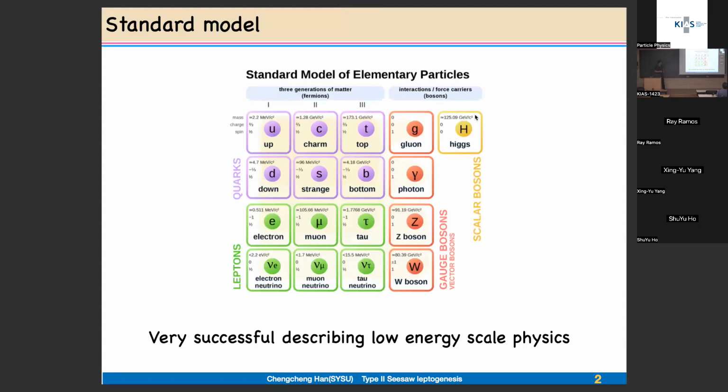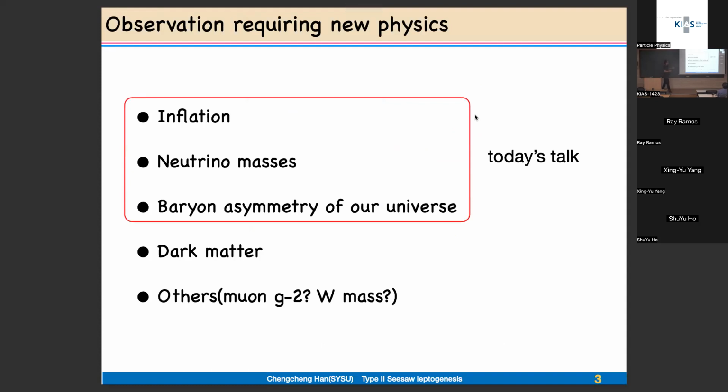As we all know, the standard model is very successful in explaining many low energy physics. But we have many motivations to extend the standard model, and here I list some of them. For example, inflation: which particle drives the inflation; how the neutrino gets mass; and why we have the baryon asymmetry of the universe, and dark matter.